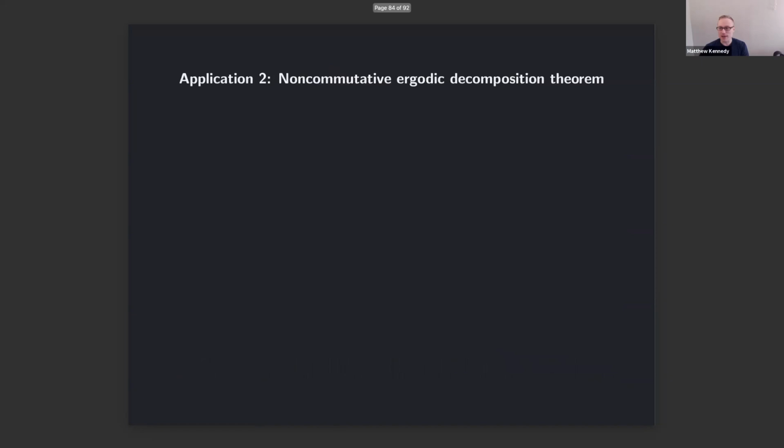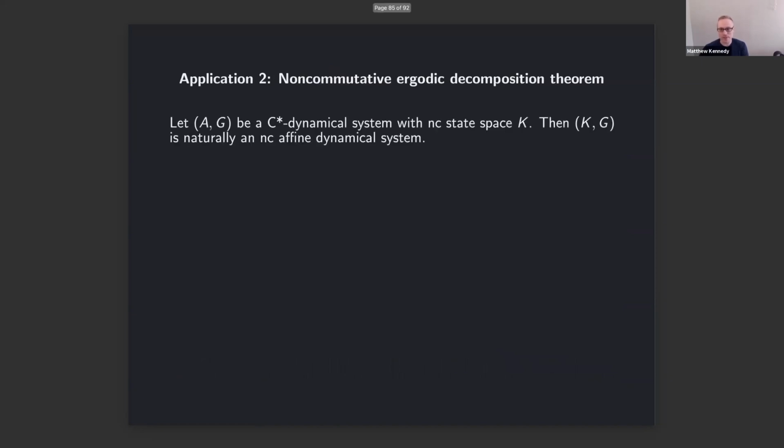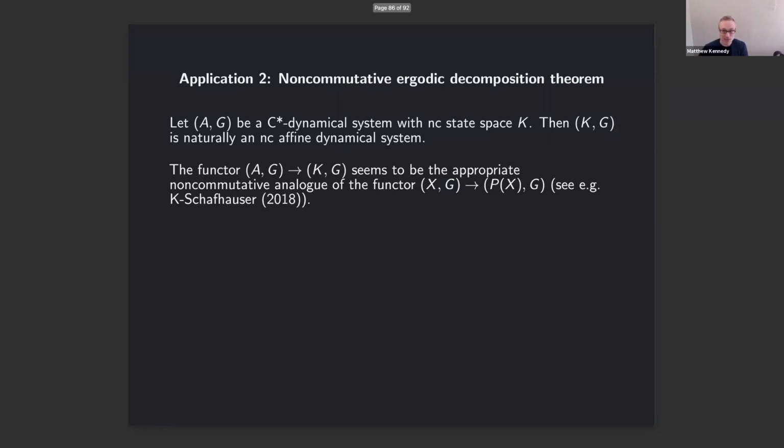Okay. The second application is to a kind of non-commutative ergodic decomposition theorem. The idea here is simply that if I have a C-star dynamical system, then there's a natural analog of this functor, which takes a classical flow to the space of probability measures on the flow. Instead of the space of probability measures, what we want to do is take the NC state space of the operator system. And there's a natural sense in which this is an affine, we call this an NC affine dynamical system.